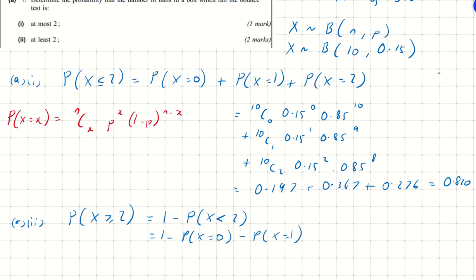Well, the probability x is 0, we worked out in part 1. That was 0.197. This is 1 minus 0.197. The probability x is 1, we also worked out in part 1. That was this 0.347 number. So we get 1 minus 0.197 minus 0.347, which is 0.456. That's the probability at least 2 balls fail the bounce test.